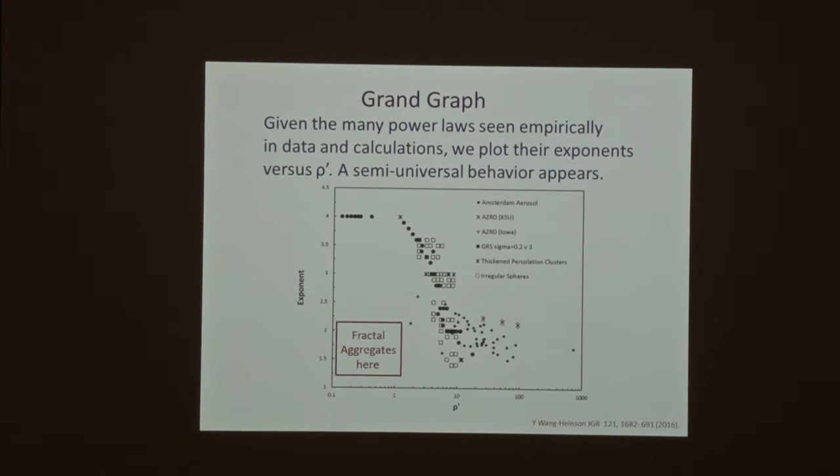However, notice I put a box. The fractal aggregates are here. They've got typically around 1/8 for the exponent, but they're rho prime less than 1. They're diffraction.